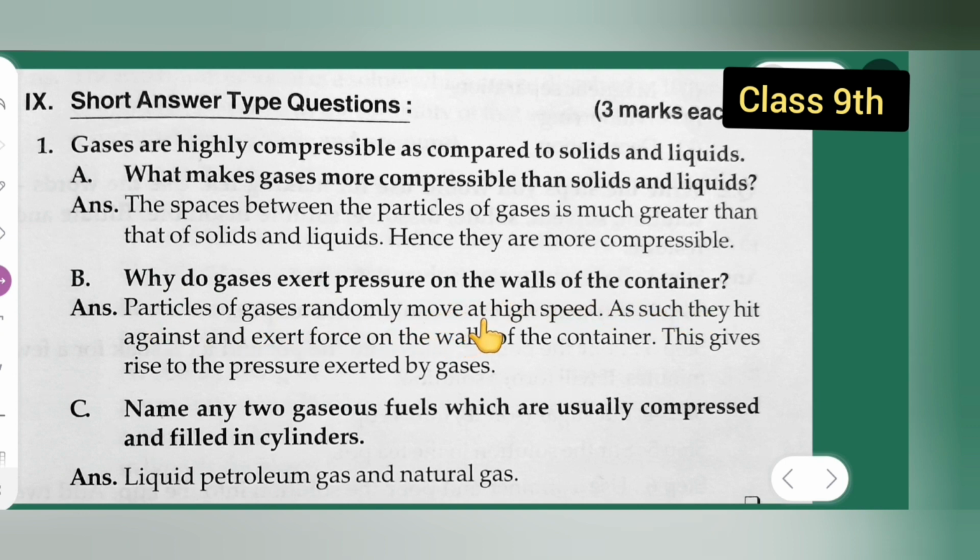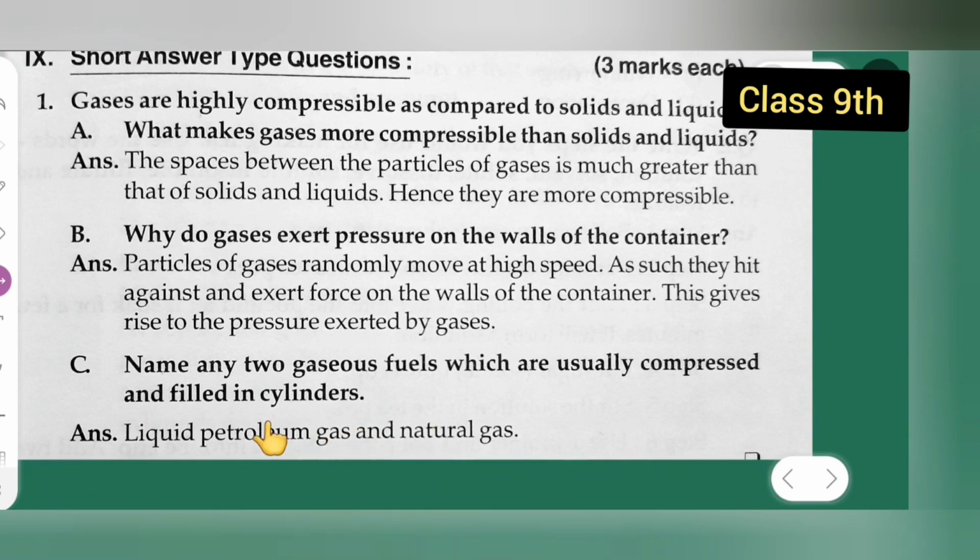Particles of gases randomly move at high speed, as such they hit against and exert force on the walls of the container. This gives rise to the pressure exerted by gases. Name any two gaseous fuels which are usually compressed and filled in cylinders. So the answer is liquid petroleum gas and natural gas.